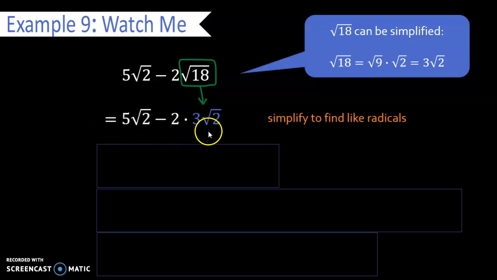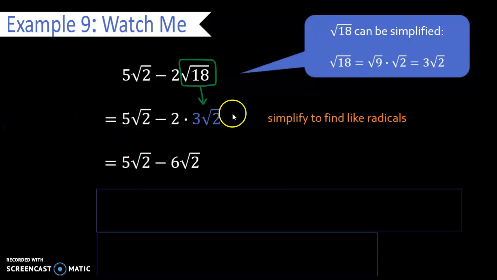I do like how this is looking now though because both of my radicands match. They are both the square root of 2. So now we're ready to simplify the rest of the way. I'm going to go ahead and multiply out in the front here. Negative 2 times 3, we saw on that last example that outsides can be multiplied together like this, so that gives me -6.